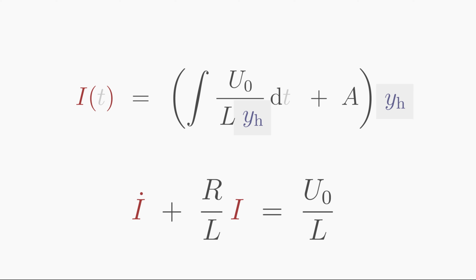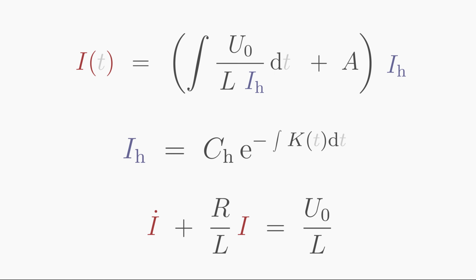We denote the homogeneous solution by IH. First, we need to determine the homogeneous solution IH. We can quickly calculate this using the solution formula for the homogeneous version of the differential equation that you learned before. The coefficient k in front of the searched function I corresponds to R over L and is also time independent in this case. So far, so good.